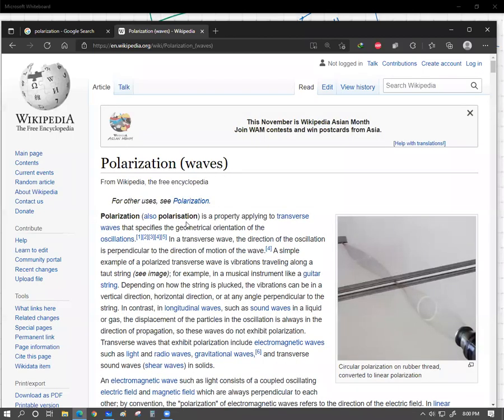Okay, polarization is a property applying to transverse waves that specifies the geometrical orientation of the oscillations. In a transverse wave, the direction of the oscillation is perpendicular to the direction of motion of the wave. A simple example of a polarized transverse wave is a vibration along a taut string, see image.